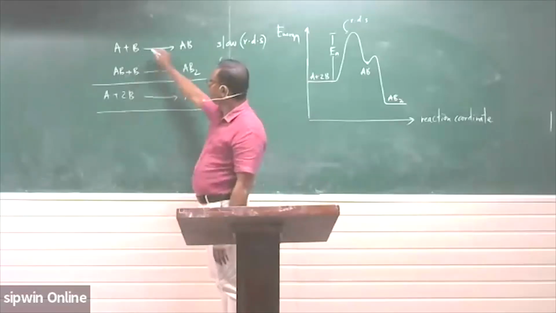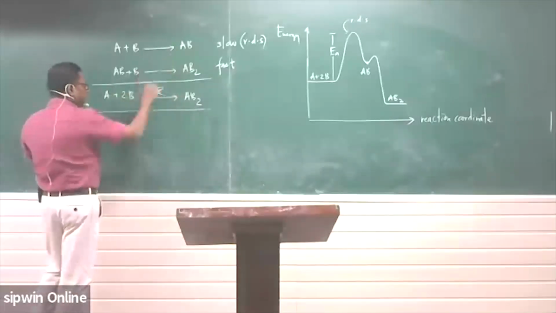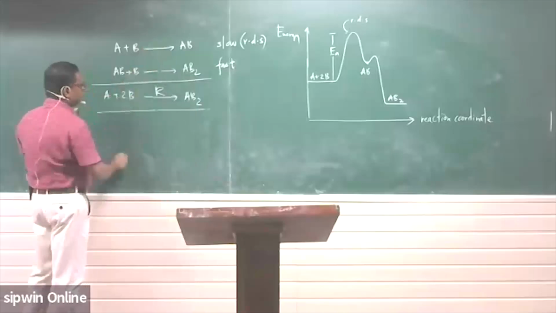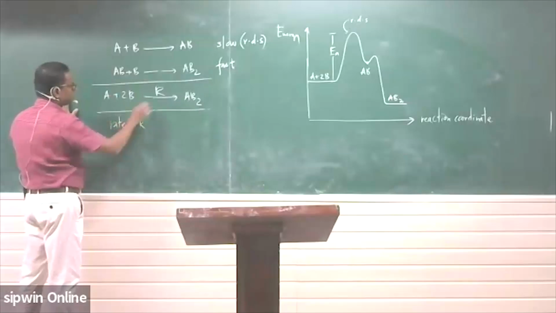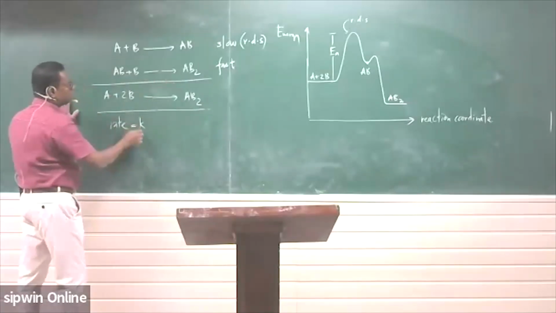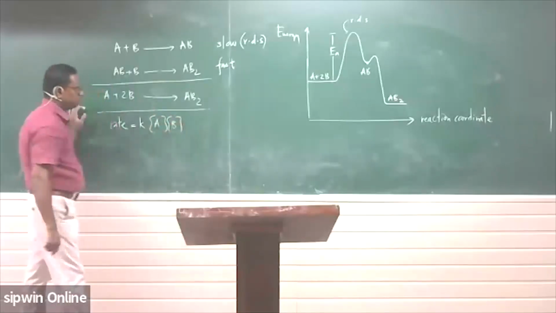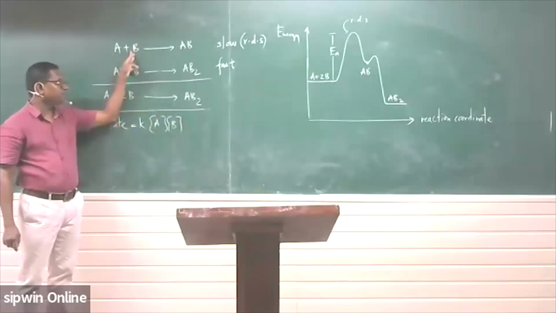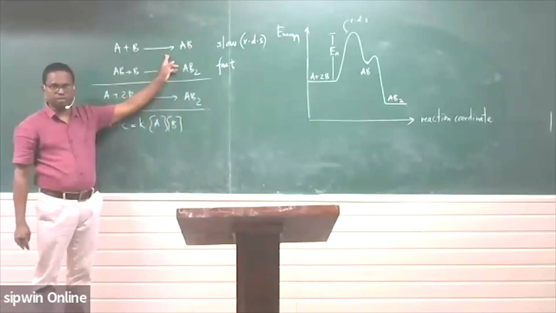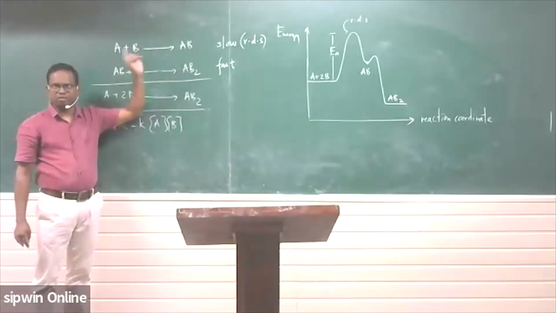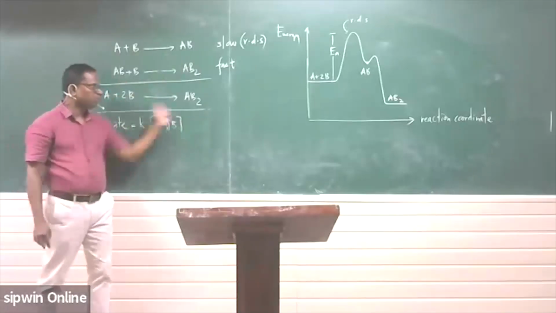The rate determining step is this one. So I can write the rate R equal to k, concentration of A, concentration of B. Why did I write A and B? Coefficient 1 here, coefficient 1 here. Using the rate determining step, you can write the rate law, or rate equation, for the overall reaction.